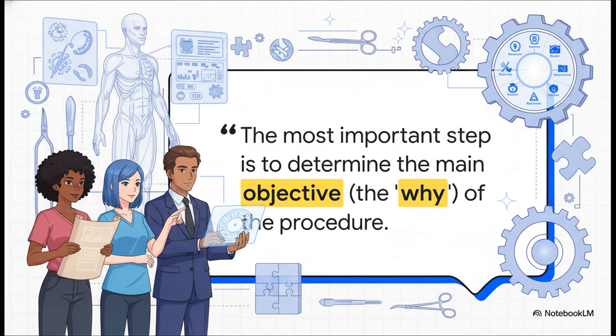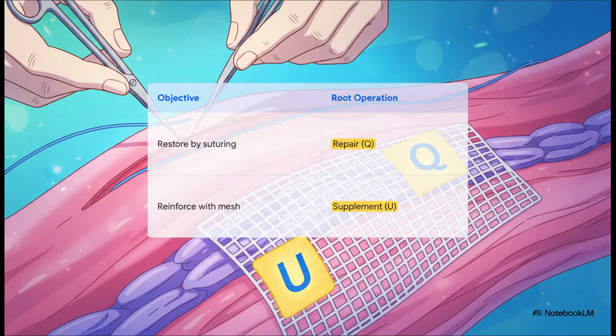And this brings us right back to where we started, to our central theme. This quote is from an official medical coding guide. It says everything. The name of the procedure can be tricky, but the single most important step is always to figure out the why. What was the surgeon actually trying to accomplish? And this just illustrates that point perfectly.